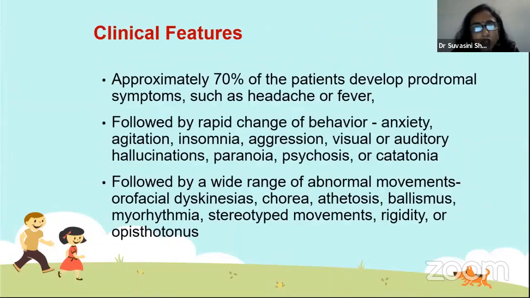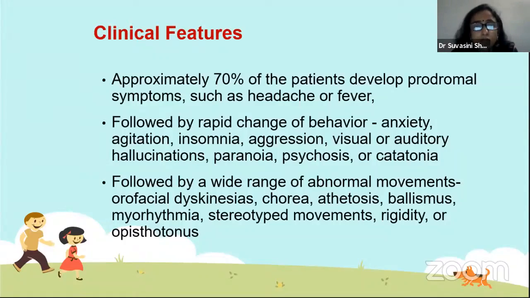Clinical features: most patients will develop first prodromal symptoms such as headache or fever. And this is followed by rapid change of behavior in the form of anxiety, agitation, insomnia, aggression, visual or auditory hallucinations, paranoia, psychosis, or catatonia. So then there comes the stage of movement disorders with very, very predominantly orofacial dyskinesia. So a lot of lip and perioral movements. Again, this is very, very suggestive of NMDA receptor encephalitis.